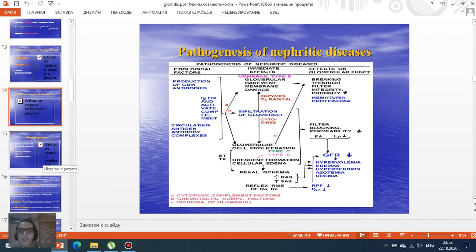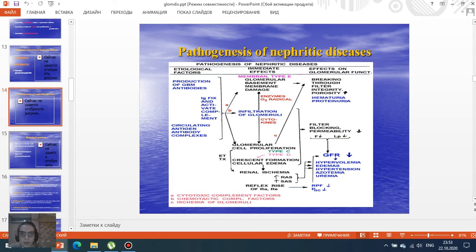So, the pathogenesis of nephritic disease. If we have etiological factors, there is production of GBM antibodies, immunoglobulins fix and activate complement, and circulating antigen-antibody complexes. The immediate effects are membranous type, glomerular basement membrane damage, and effects on glomerular function: breaking through filter integrity, permeability is increased, with hematuria and proteinuria.